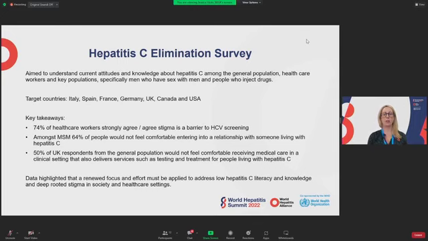And so we are in the process of pulling all this data together, and we'll be disseminating later this year. But what it highlighted to us was that we really need a renewed focus and effort on addressing low hepatitis C knowledge and understanding, and really dealing with the deep-rooted stigma in society and also more specifically in healthcare settings.